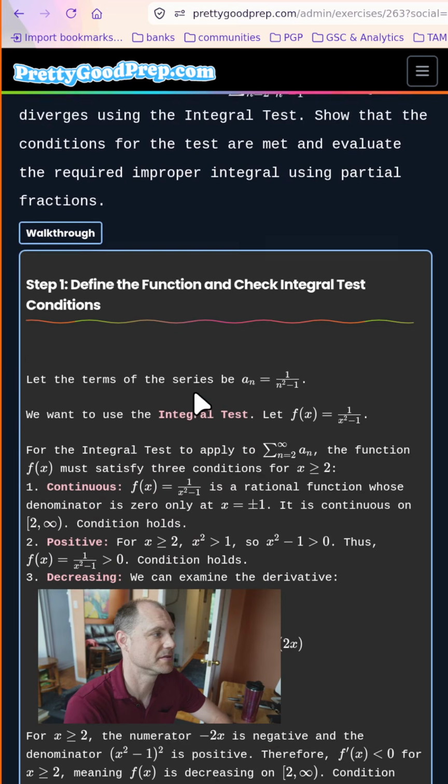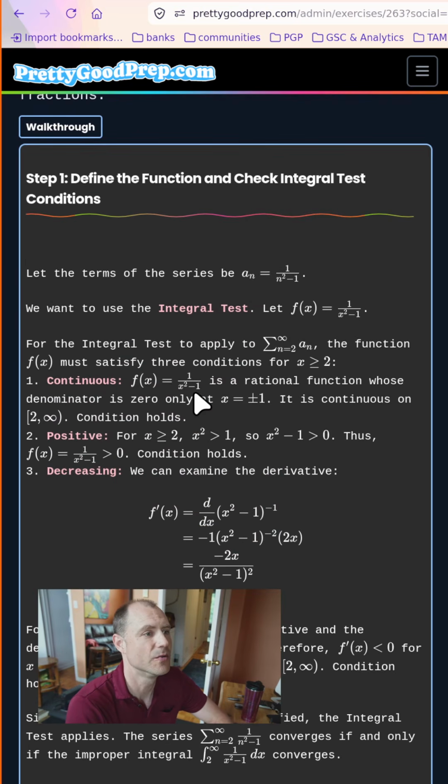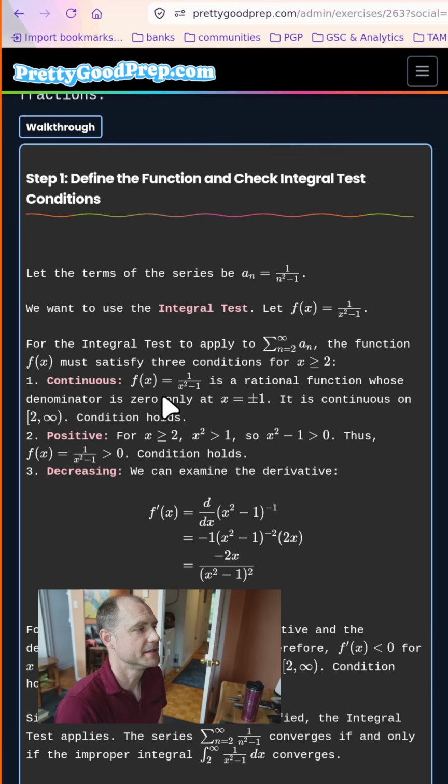So part of the solution, that's the first thing that we have to do. What are the conditions? Continuous, positive, decreasing. So we have to show that these are eventually true. So our function f of x is this one, 1 over x squared minus 1. And so that's what we're going to be evaluating for all three of these tests.